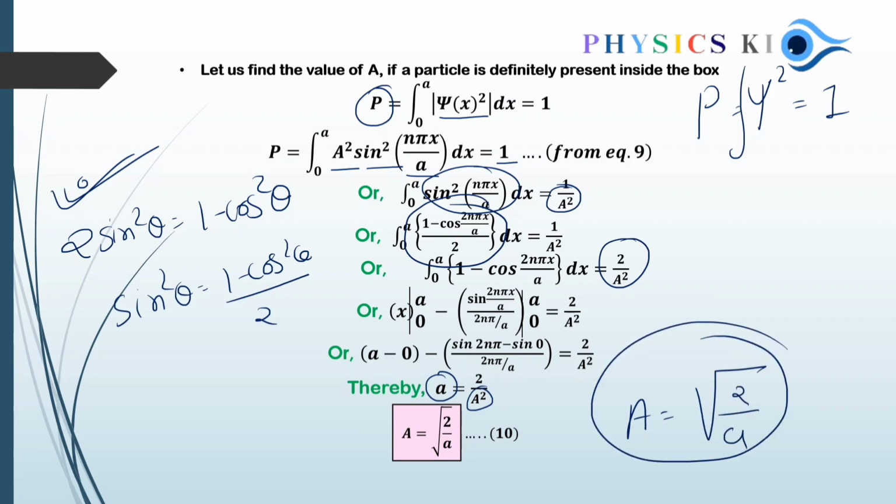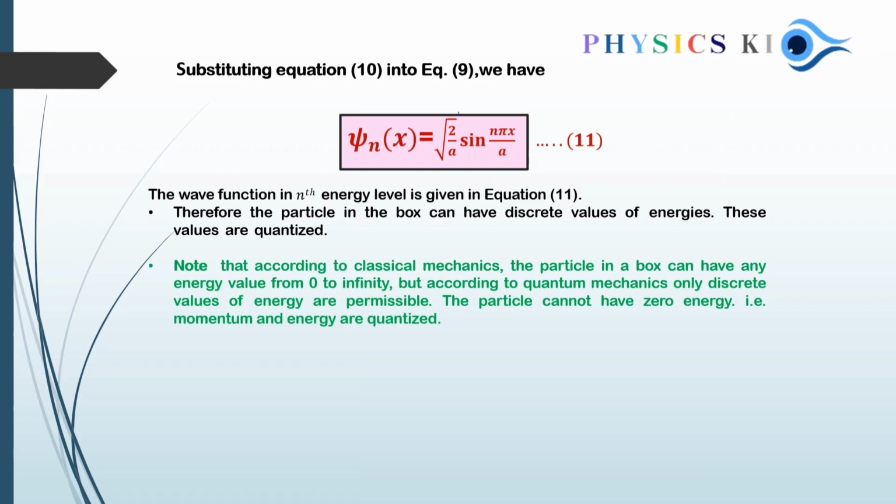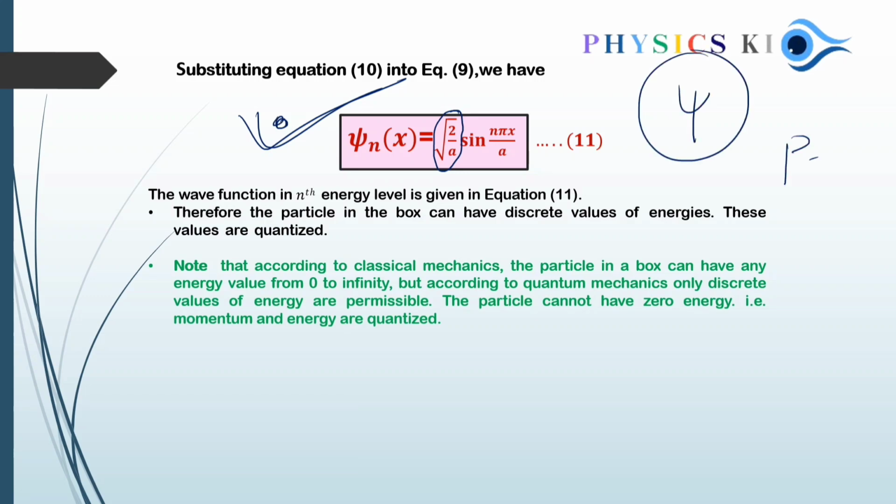Now put this A value in our psi equation. This is our A value, so just put root 2 by a. So this is your psi equation. So if they are asking you to find the wave function of a particle in a one dimensional box, this is it.